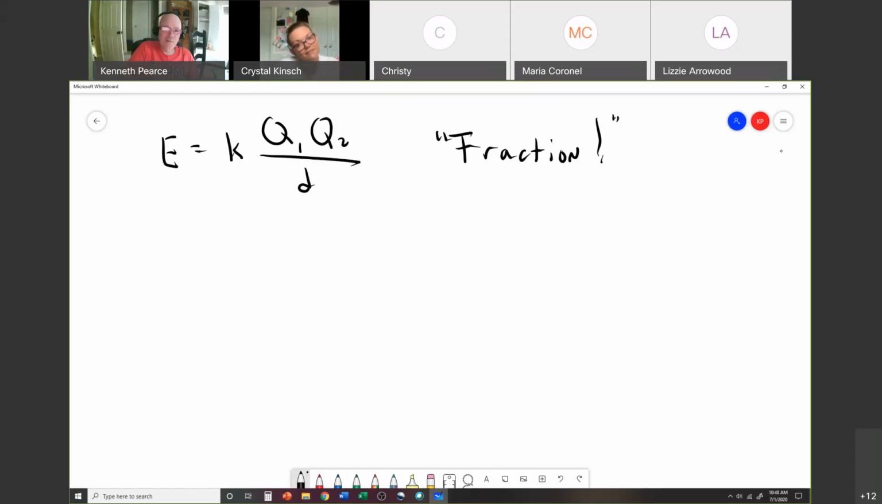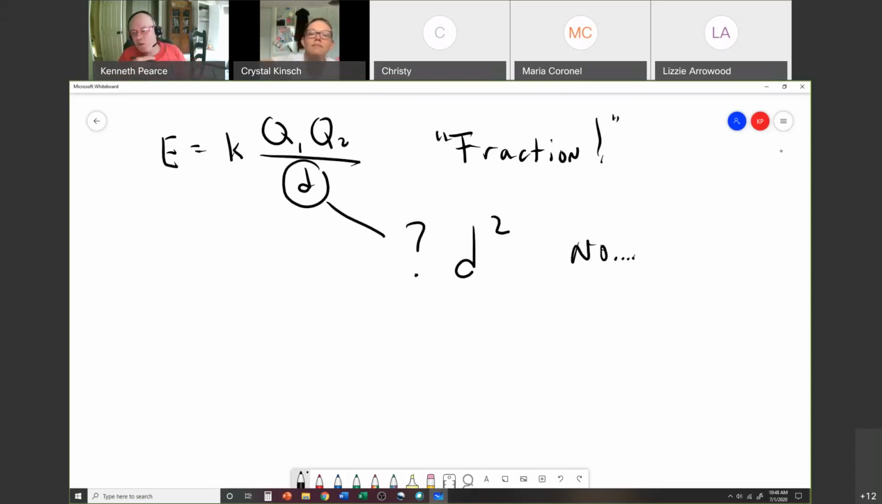I got a question. Shouldn't D be D squared? And the answer is no. It is a well-known equation, and D squared, you're probably thinking about gravity. Doesn't gravity go by the square of the distance?